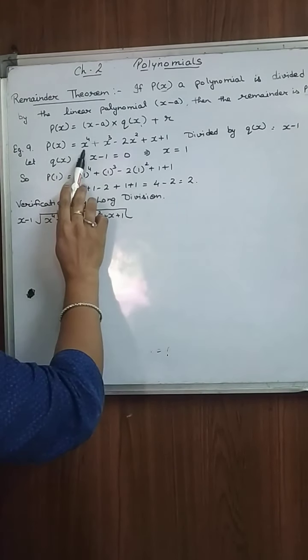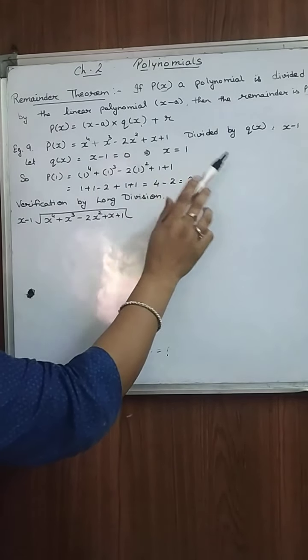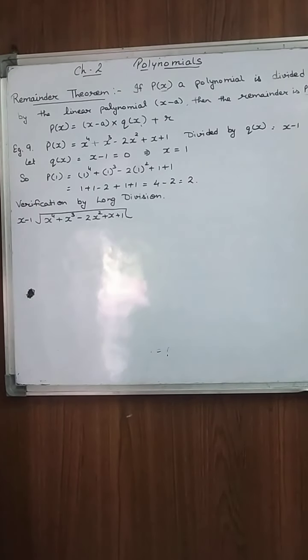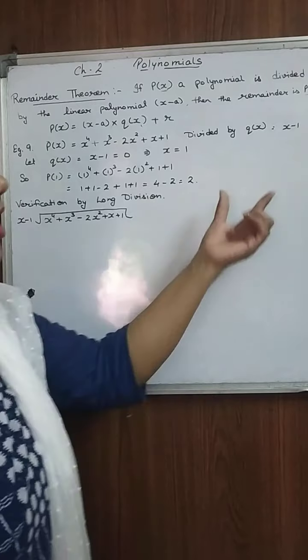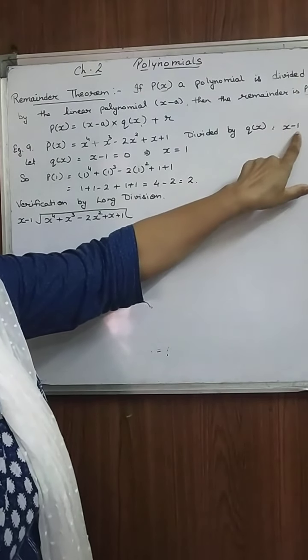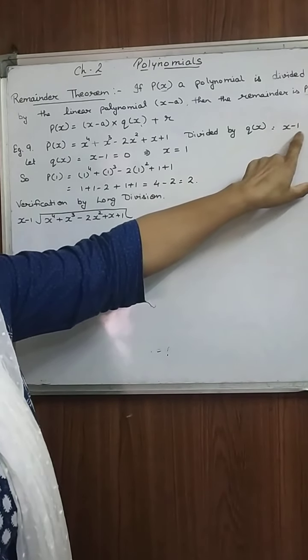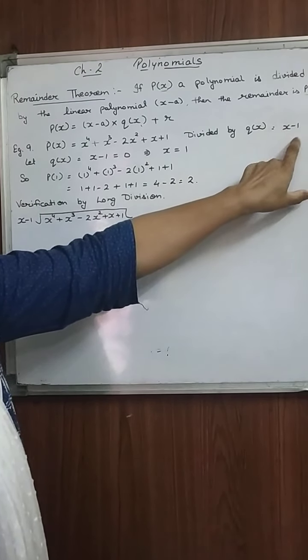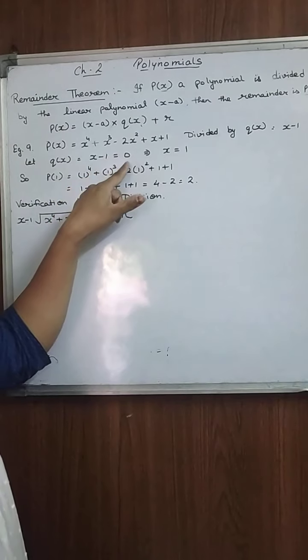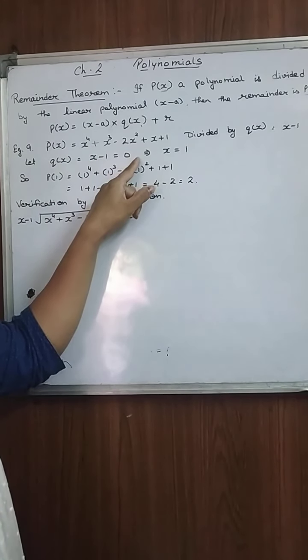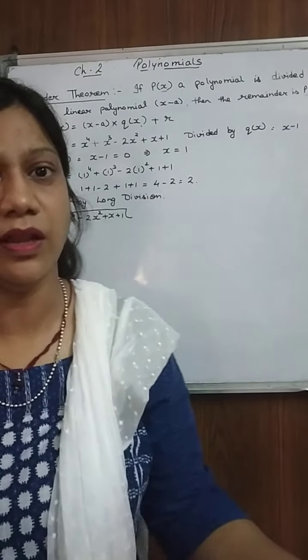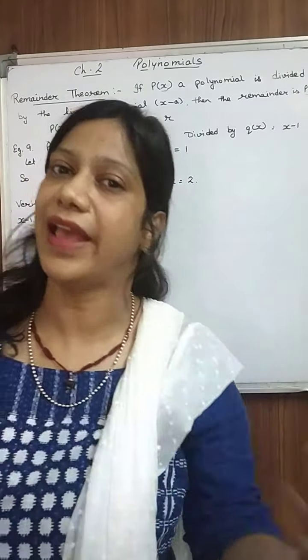Our polynomial is this, Example 9. We have to divide it by another polynomial, x minus 1. First of all, as this is your x minus a, you need to find a from here. How to find a? Keep it equal to 0. x minus 1 equal to 0. If we take this minus 1 to that side, we get the x value equal to 1. So it means 1 is your a.